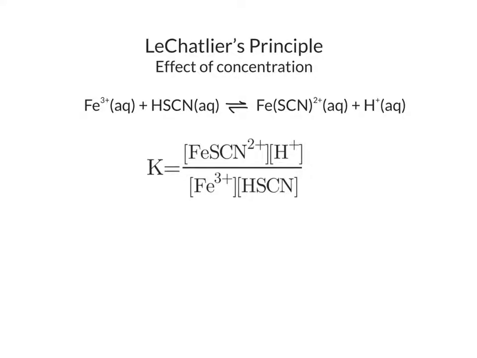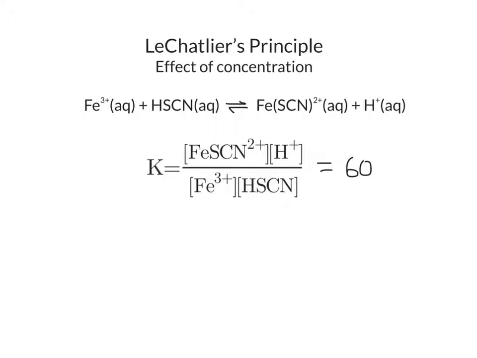Let's consider this reaction between iron 3 plus and hydrogen thiocyanate to form the iron thiocyanate complex and H plus, all in aqueous solution. We can see that the equilibrium constant expression for this reaction would be iron thiocyanate concentration times H plus concentration divided by iron 3 plus concentration and the hydrogen thiocyanate concentration. If this reaction is in equilibrium at room temperature, then this equilibrium constant will equal about 60.